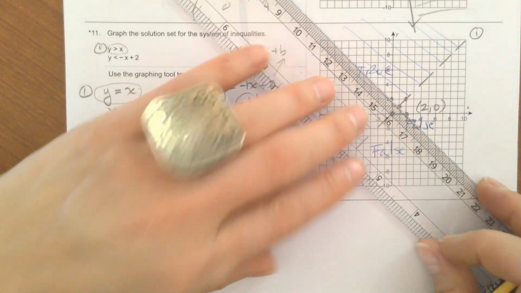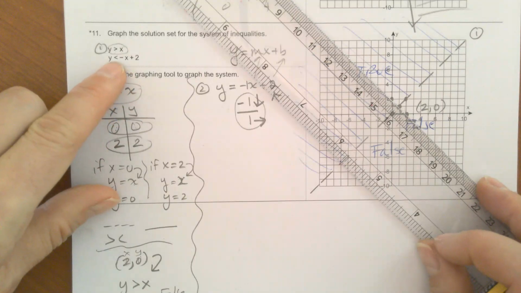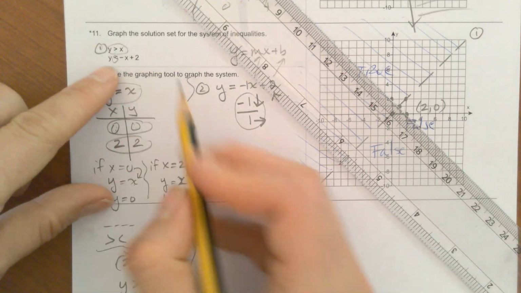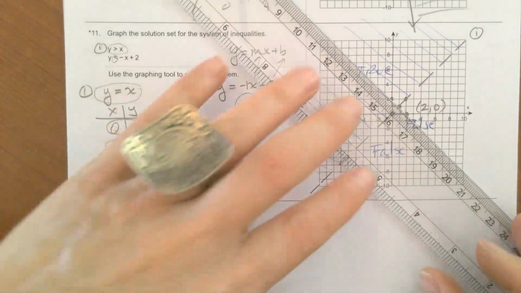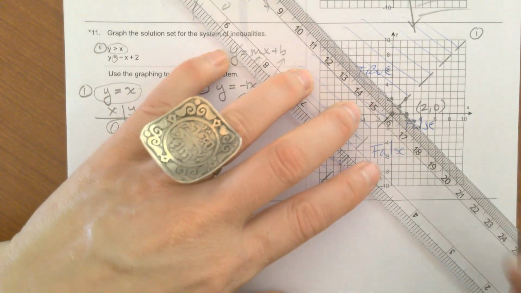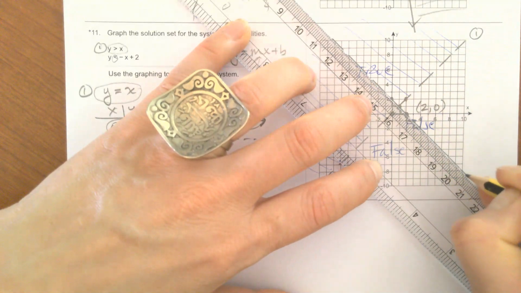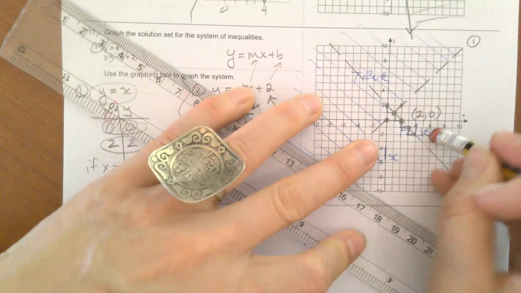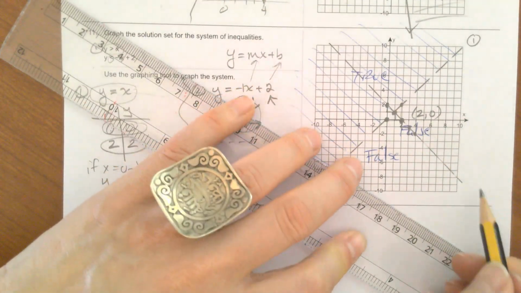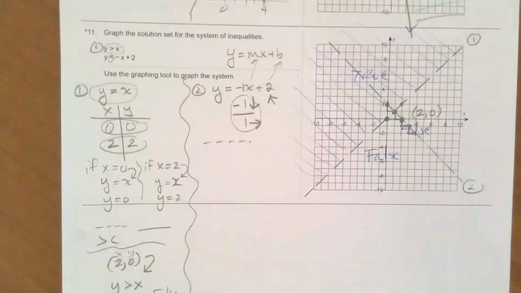Oh, wait, is it dashed or solid? Because it doesn't have an equal sign, it's dashed. It doesn't look dashed, so I'll erase some things. Now I have to decide what side to color on this one.